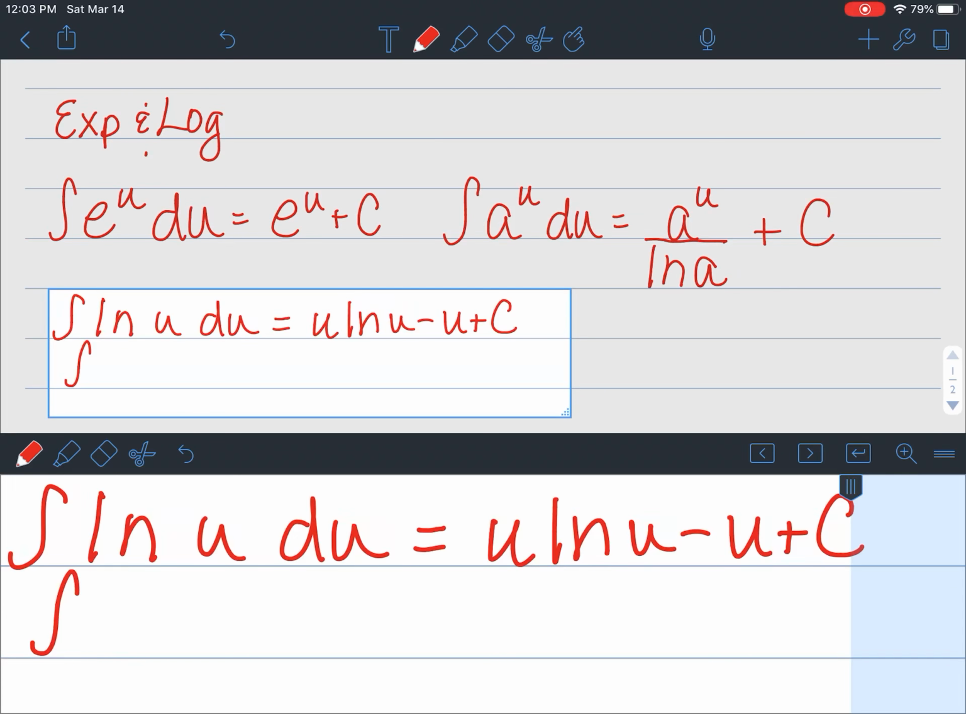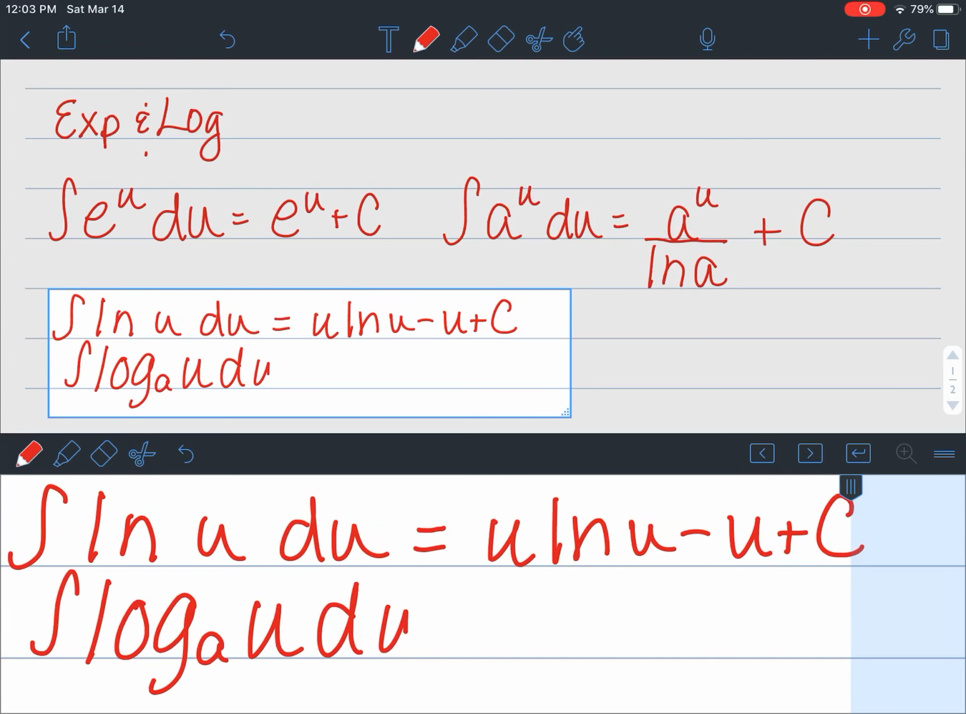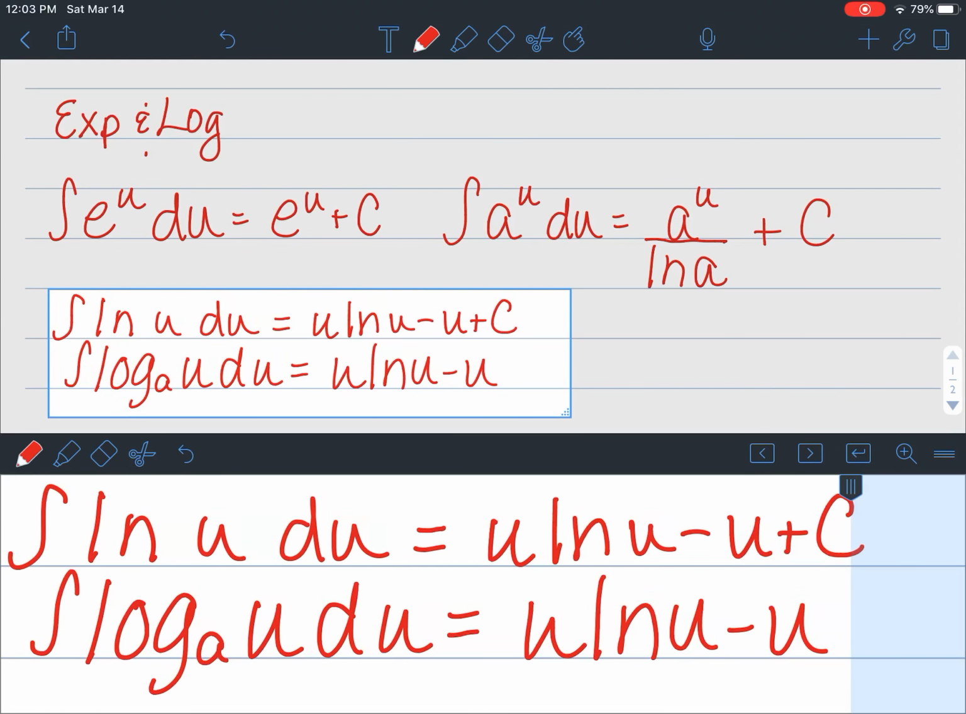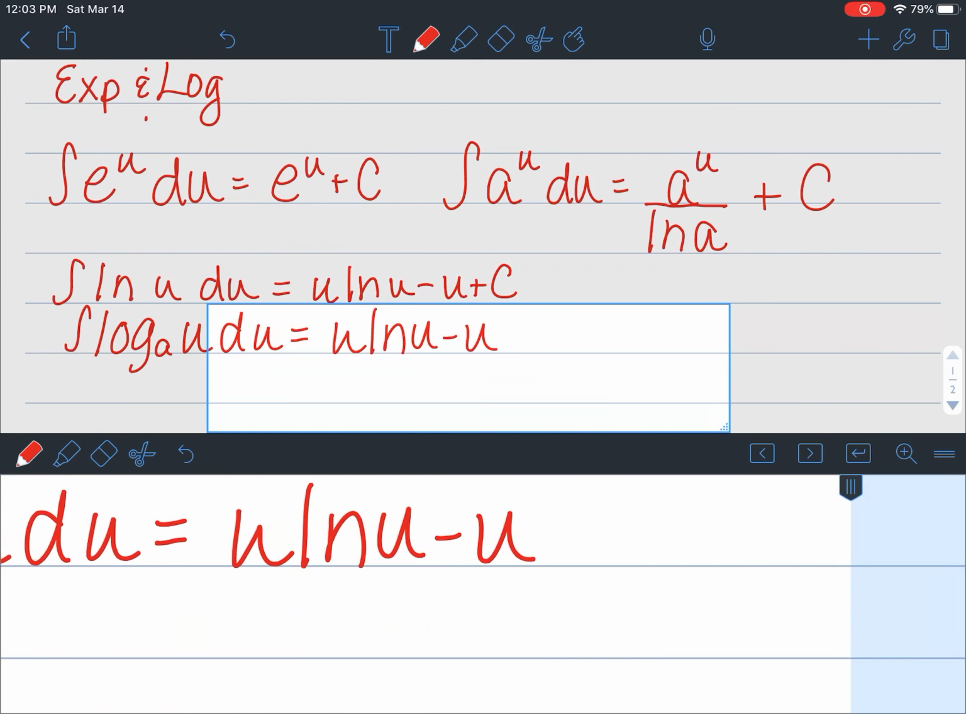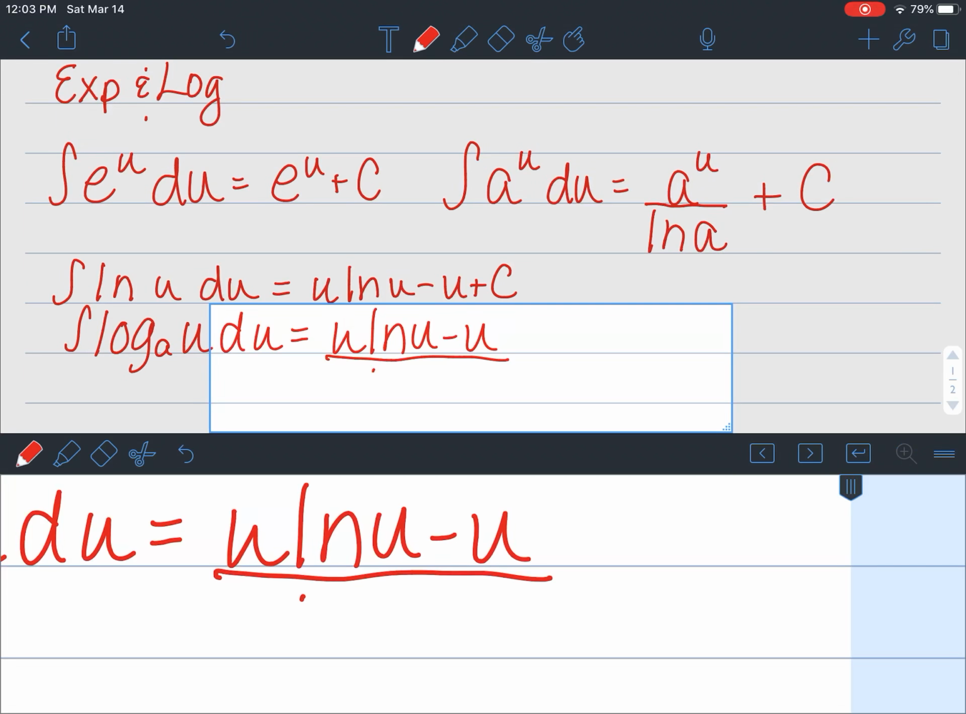And then we have a similar version, but with a generic log instead of the ln. So that's pretty similar to this one as well. But just like the one up here, this is going to have to be divided by ln a. And don't forget your plus c at the end.